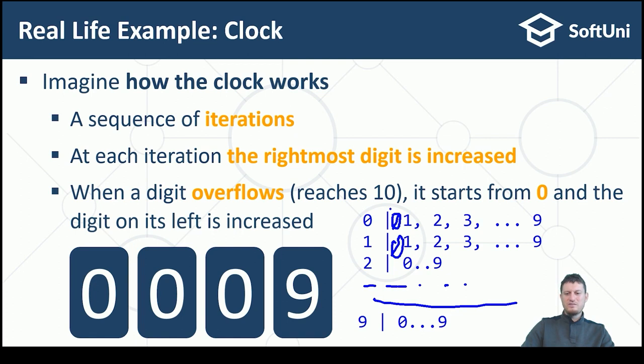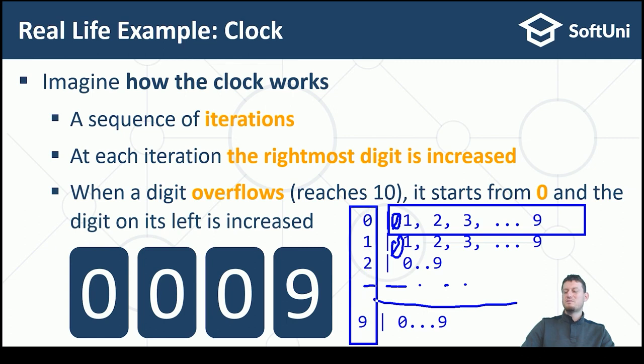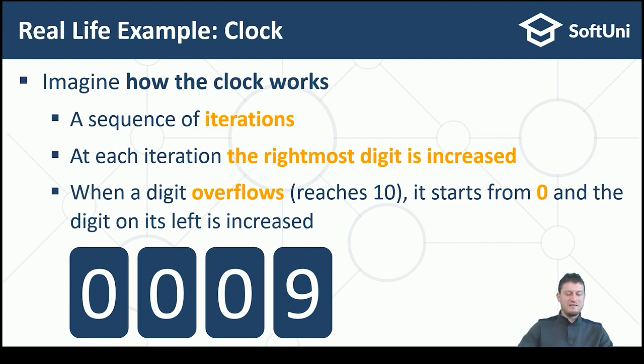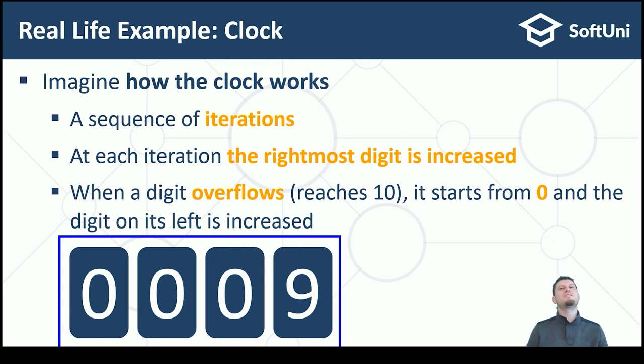So this is a loop. It's from 0 to 9. But this is another loop from 0 to 9. So we have a loop inside a loop. And here we might have the third digit, which also starts from 0 to 9, etc. So the concept here is that in order to run this, we might need 4 loops, one inside another. And I will show you in practice how to implement this in Java.